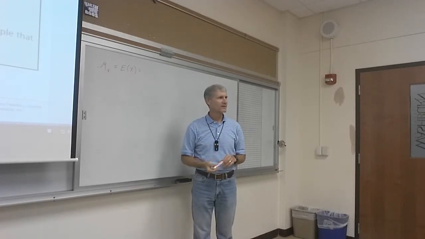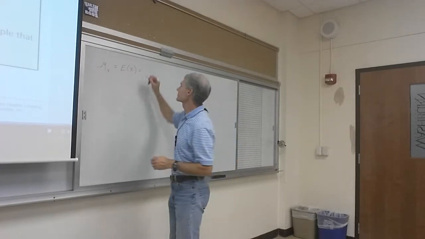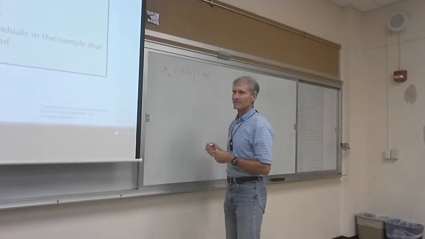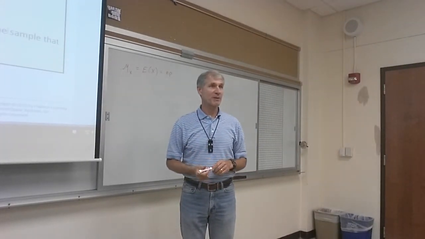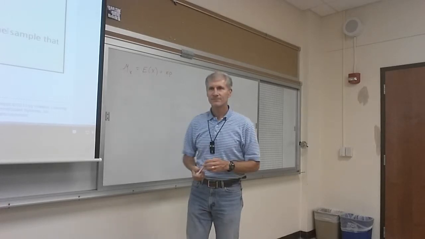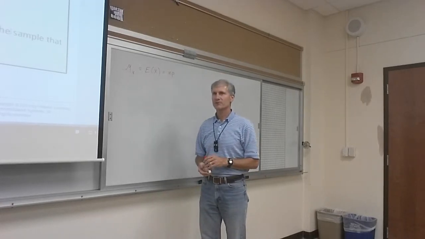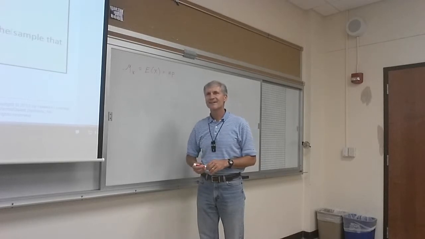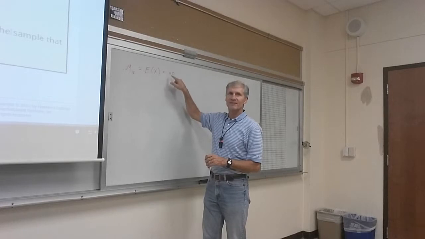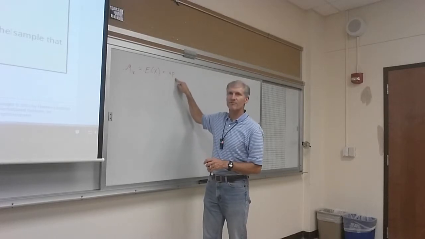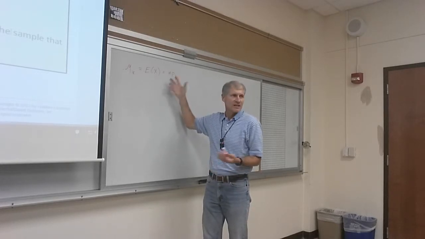Don't you remember? NP. Good. N times P. Right? If I flip my coin 30 times, how many heads do you expect to get? I don't expect to get 0.5 heads. The proportion would be 0.5. But the number would be 15, which you get from 30 times 0.5. Right? So it's just NP.